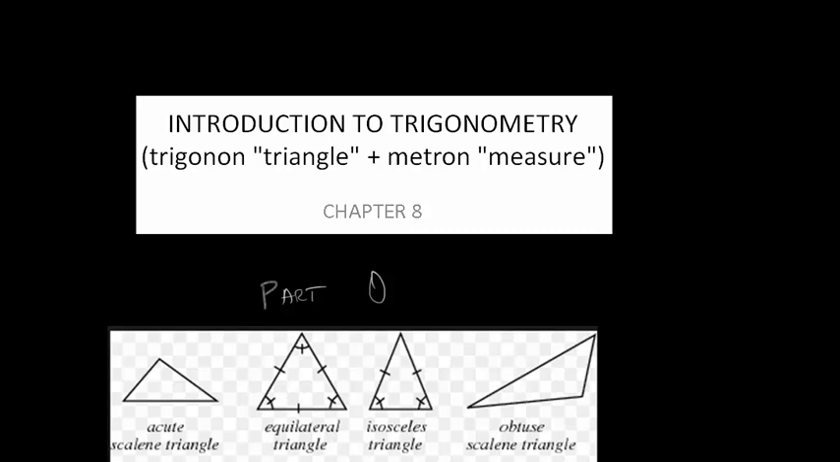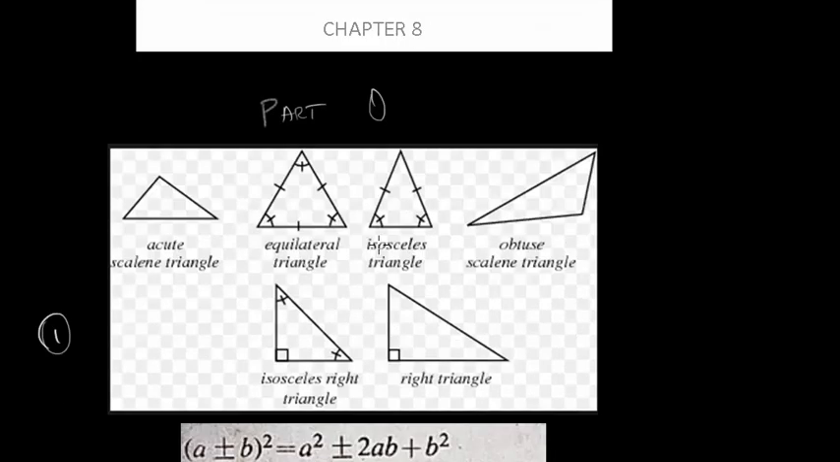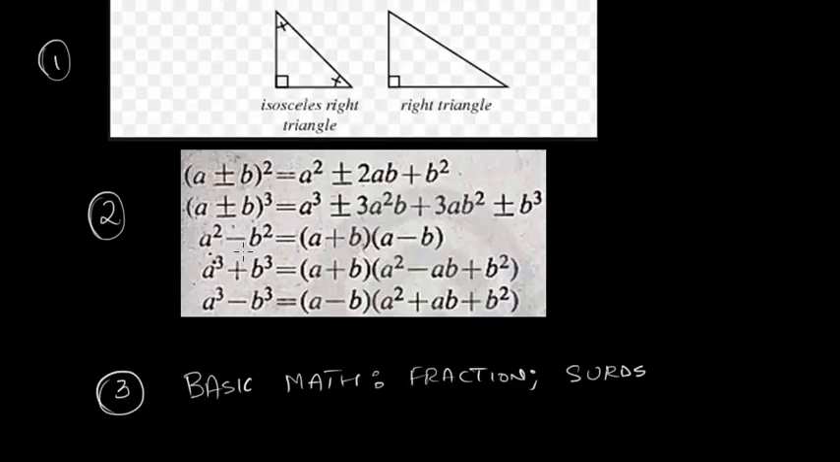Part 0 is something which you have to know before you start off with the chapter. Please pause this and know all of this properly. If you don't know, Google it around, read your books. Then you have to know these formulas. Please make a note of it. If you know it, well and good. If not, learn it by heart as soon as possible.